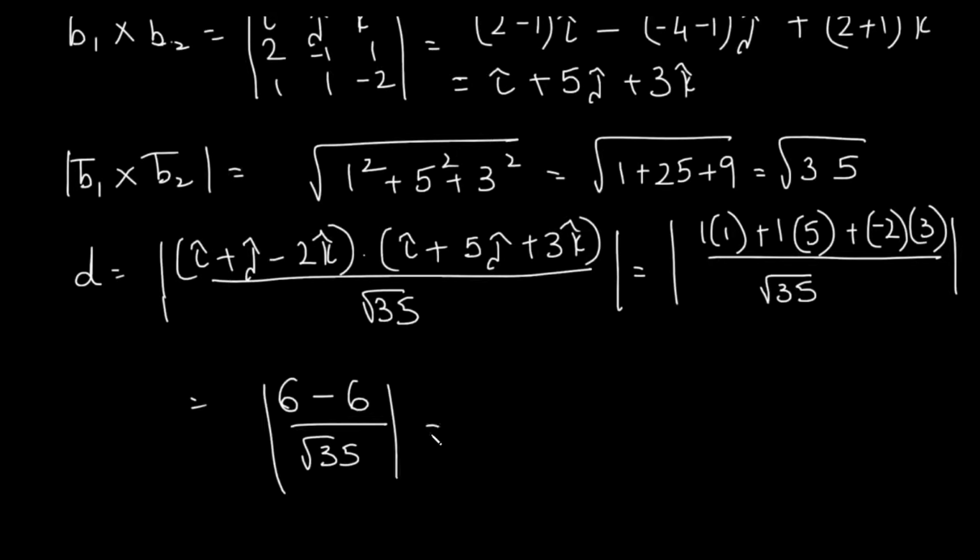So thus we get the answer as 0, and therefore our conclusion is that the given lines intersect each other. Since we are getting the distance between the two lines as 0, the lines intersect each other.